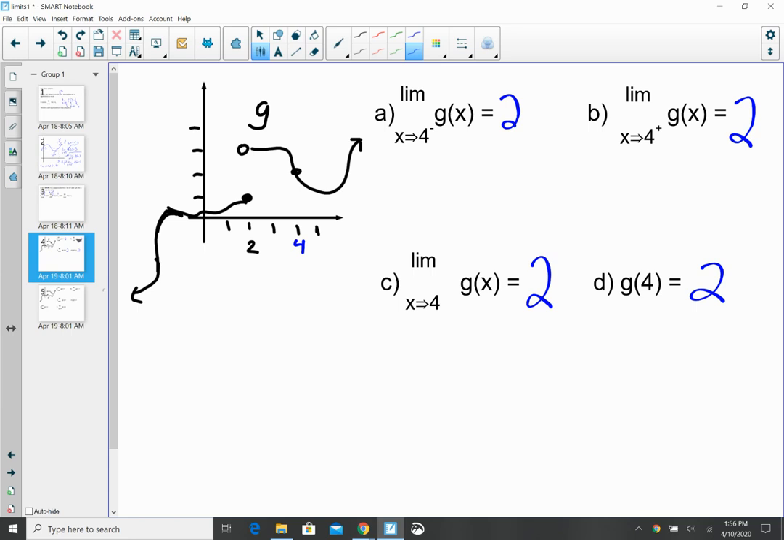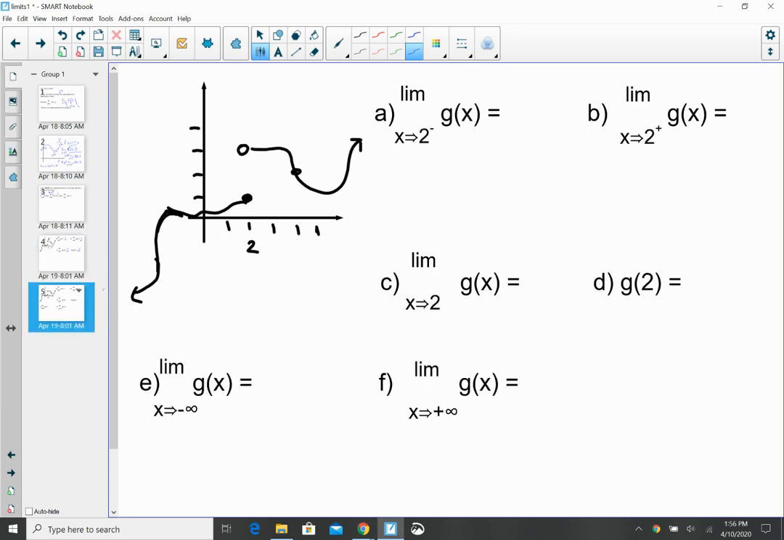Last little thing I want to look at here: I have the same picture, but now I'm looking at a different x value. As I approach 2 from the left, getting really closer to 2, it looks like I'm getting close to 1. As I approach 2 from the right, here's the right-hand side of it, getting closer over here. Again, I don't need to get there, but what am I getting close to? It looks like I'm getting close to the value of 3.